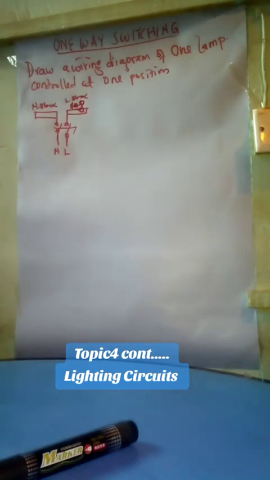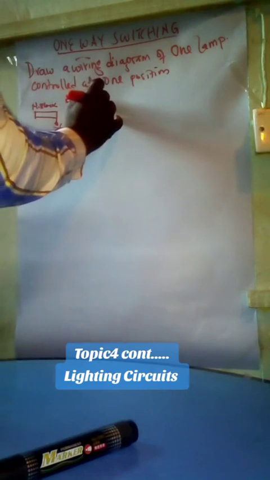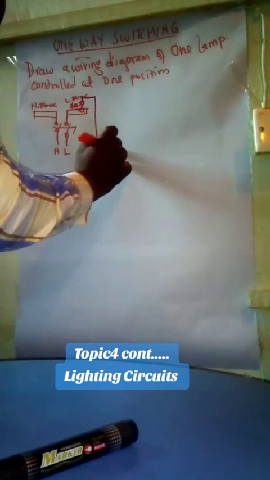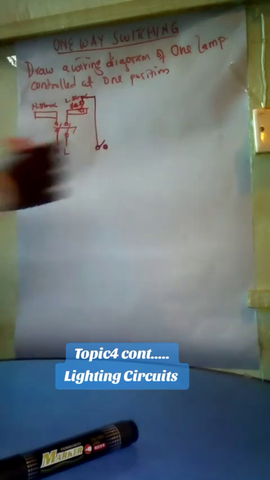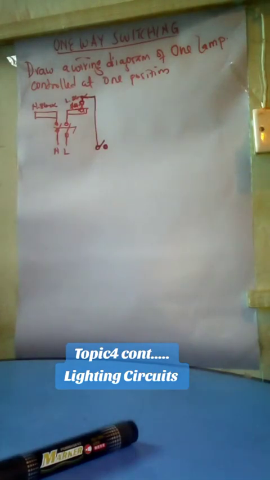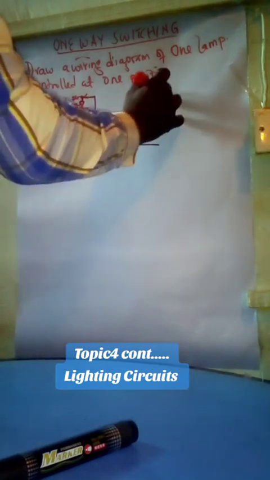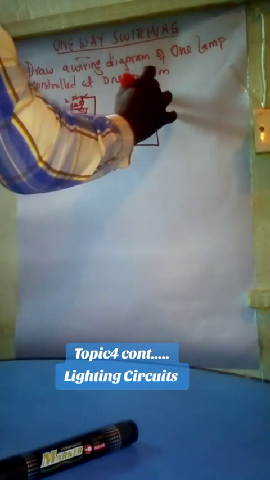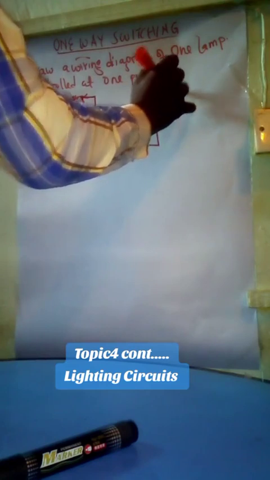In this case, the layout is not given. So from your fuse, it goes to the switch. Remember, it's a one-way switch. That's the switch. Then from there, you take it to our lamp. And remember, the symbol for our lamp, we can use this one or the other one. So that is our lamp 1.